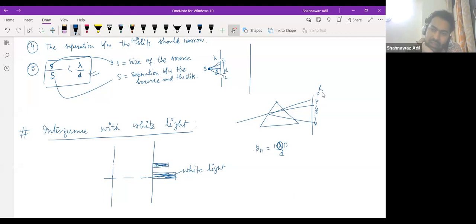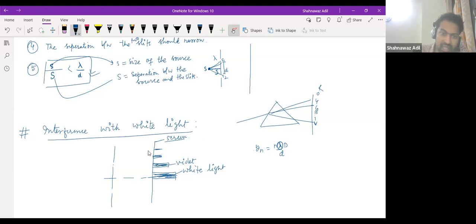Violet, right? So this would be violet, and then you will get indigo, right? And then you will get all these patterns. So these would be the kinds of pattern that you will get in the case of white light. So just remember this, right? The central fringe would be white light, then violet, and then the other colors, right?